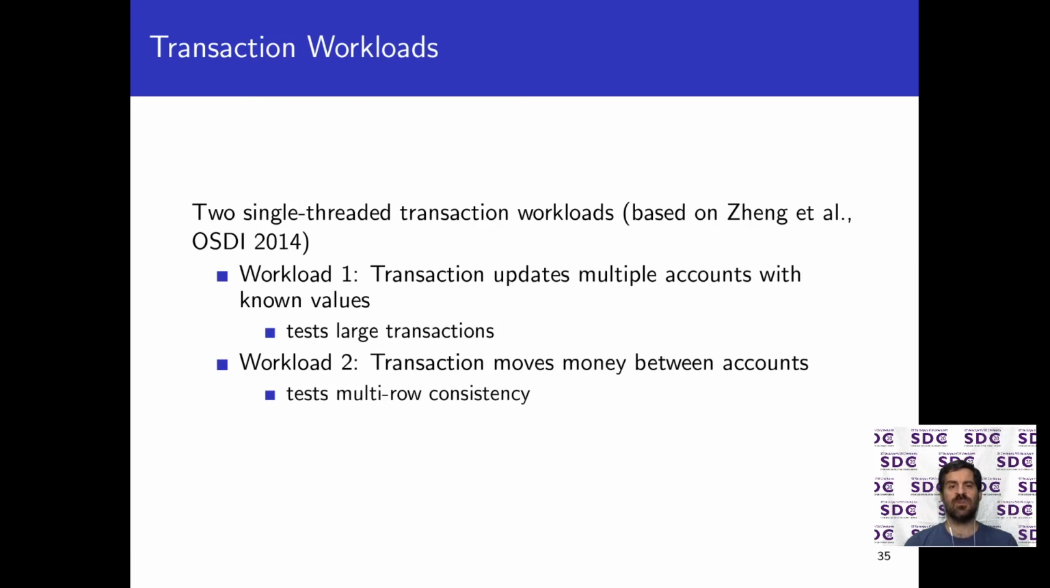We started with implementing two single-threaded transaction workloads from Zheng et al. The first workload updates multiple accounts with known values. This workload tests large transactions that update multiple rows and touch more than one block. The second workload moves money between accounts. This workload exercises multi-row consistency.